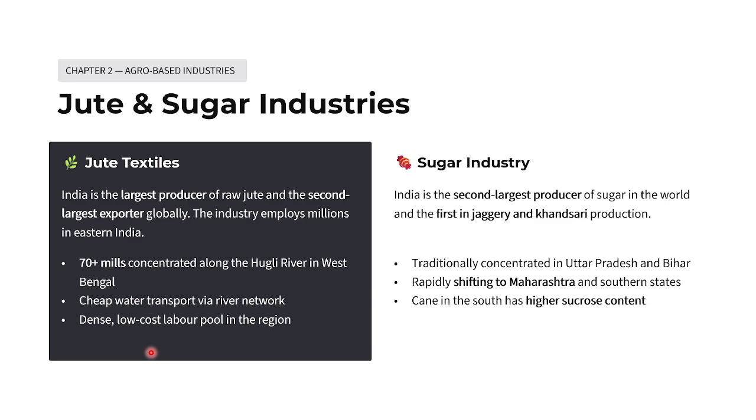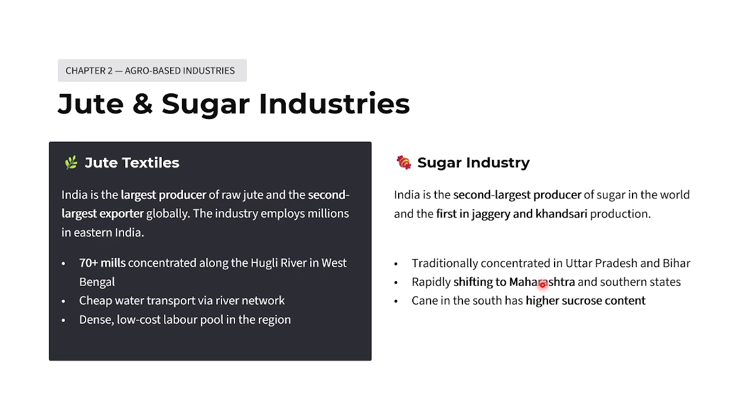Then it comes to the sugar industry. India is the second largest producer in the world and the first in jaggery and Khandsari production. You have to remember, India is the second largest producer of sugar in the world and first in jaggery and Khandsari production. Traditionally, sugar production was concentrated in the northern part of India, in Uttar Pradesh and Bihar, then it quickly shifted to the state of Maharashtra and the southern states.